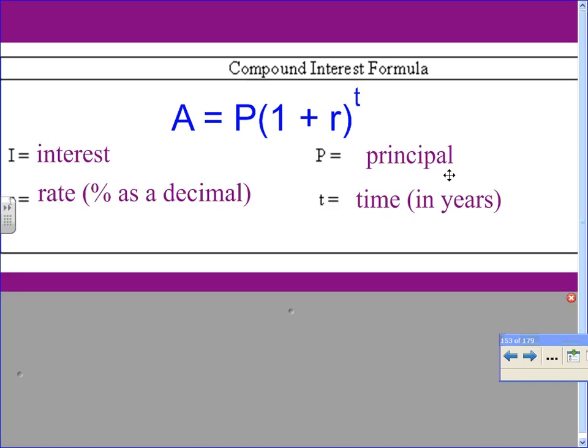I is interest. R is still rate. Percent is a decimal. P is still principal. T is still time. In years, of course.